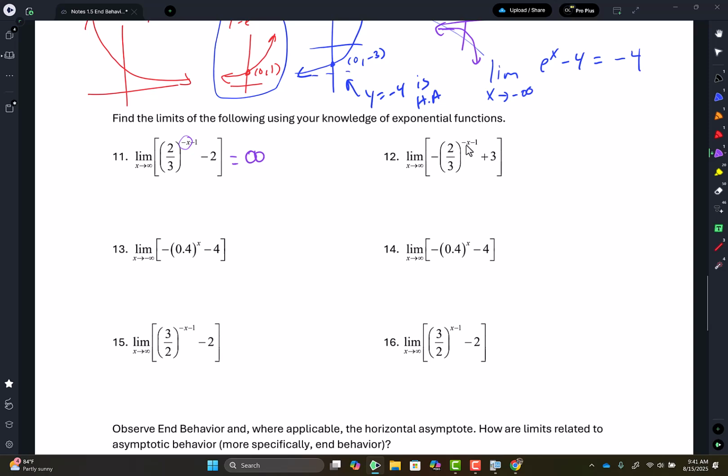All right, look at number 12. I have 2/3, and again I have negative x's in there in the top, and I'm approaching infinity. And there is a negative in the front of that. So what is that going to approach? Negative infinity. Good job.